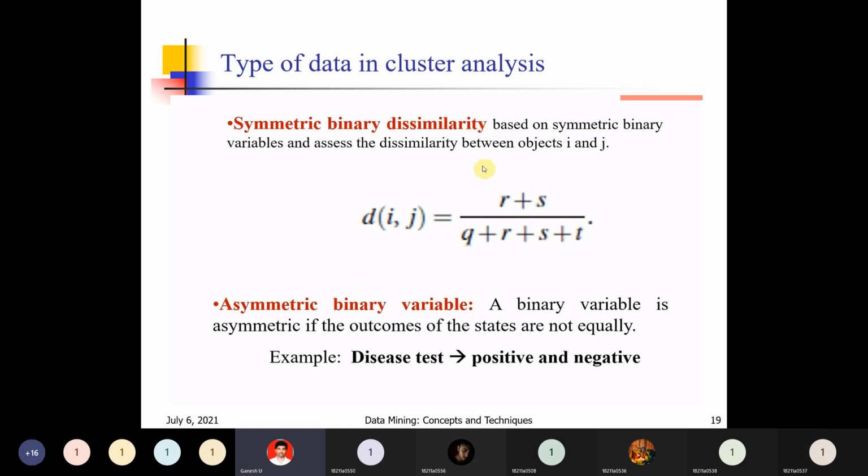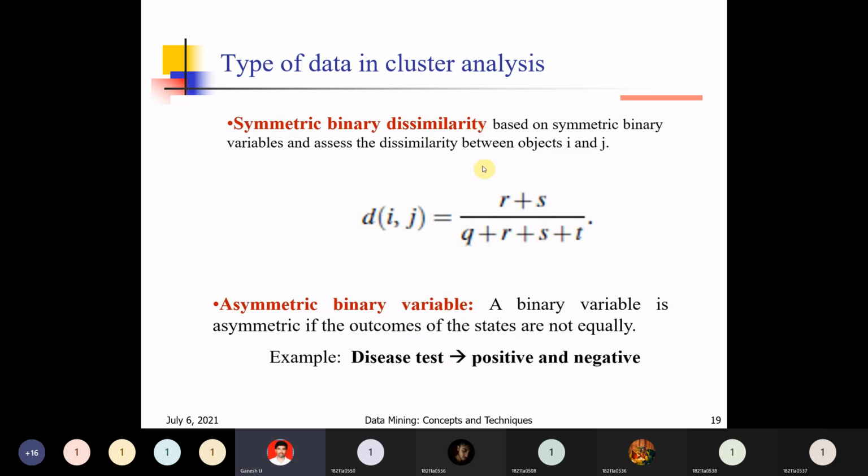First, this is simple. q is nothing but 0, 0. r is nothing but 1, 0. You just take a matrix, and in that matrix take values based on that. So q, r, s, t, you can take a contingency table and represent it.